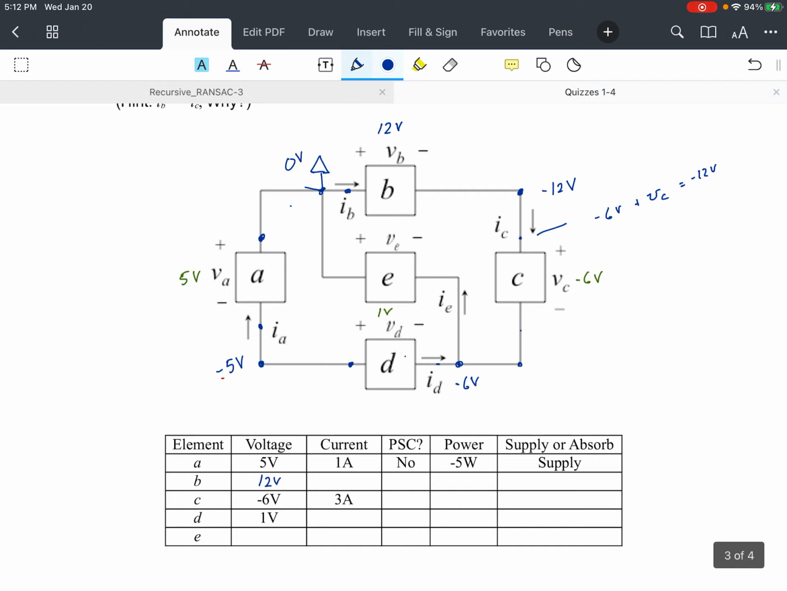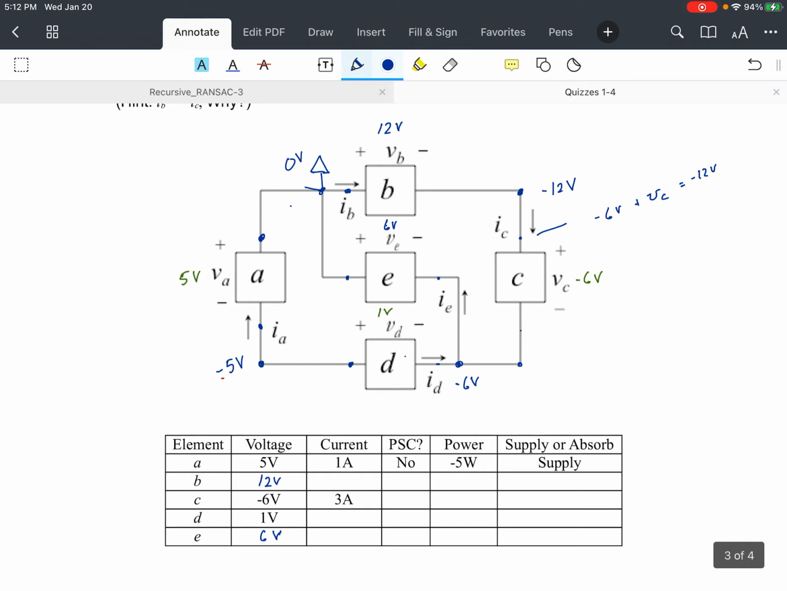Okay, now let's see, we also need VE. So this voltage here is VE higher than that voltage, which is negative 6 volts. And since this is 0 volts, VE has to be a positive 6 volts. So this would be 6 volts, like that.